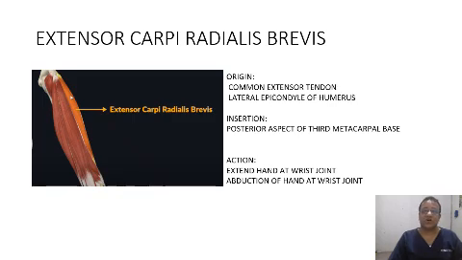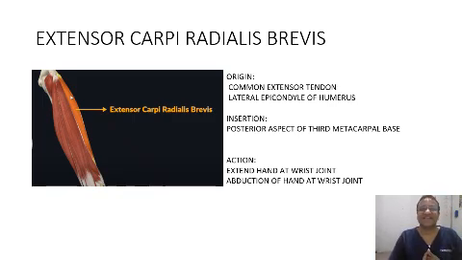Let's focus on one of the key wrist extensors, the extensor carpi radialis brevis, or ECRB. This muscle plays a vital role in wrist movements and is clinically significant due to its involvement in common overuse injuries. ECRB originates from the common extensor tendon, which attaches to the lateral epicondyle of the humerus. This shared origin is important. It's also the site for several other forearm extensors, making it a hotspot for strain.